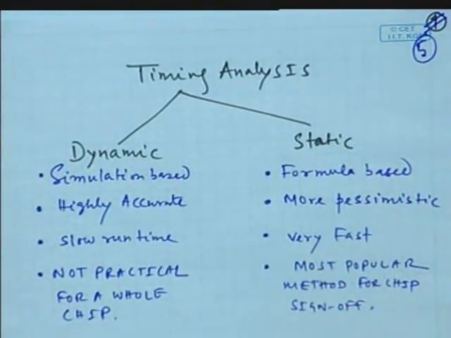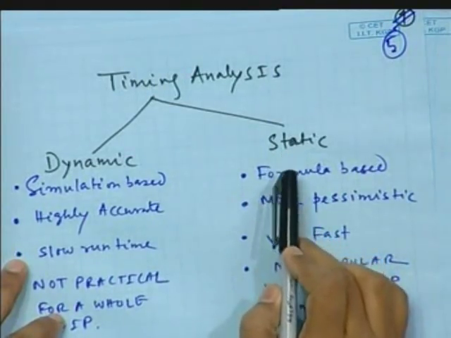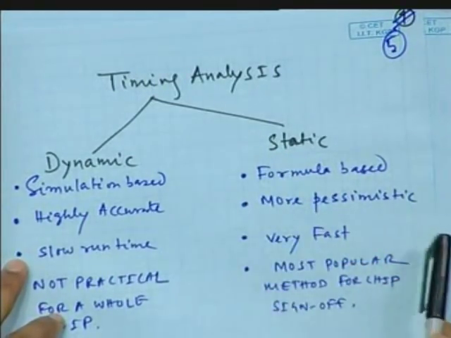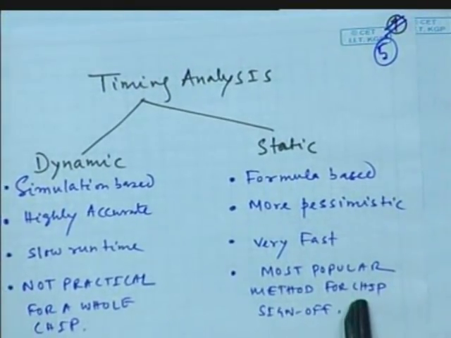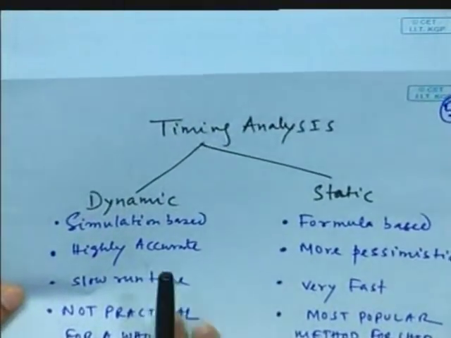Whereas static timing analysis, why it is called static timing analysis, it's basically formula based. Formula based means it has to be a little bit pessimistic compared to dynamic simulation, because it has to work. If you make it a little more pessimistic, that's no harm, but it's probably not that much optimized. We are relaxing a little bit, but at the same time what we gain is very fast runtime. Even with static timing analysis itself, you are taking 2 months, 3 months to close your STA loop. So this is most popular nowadays for chip tape out.